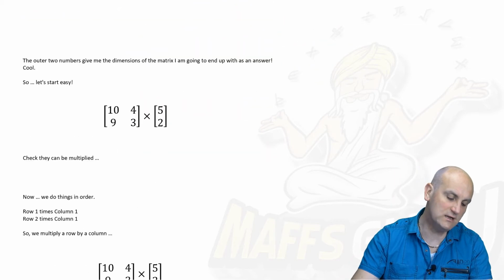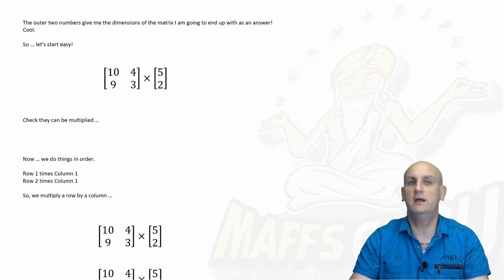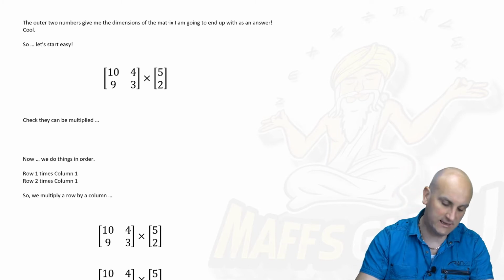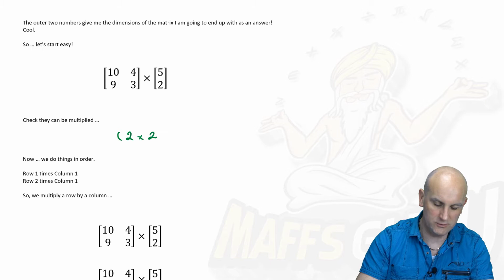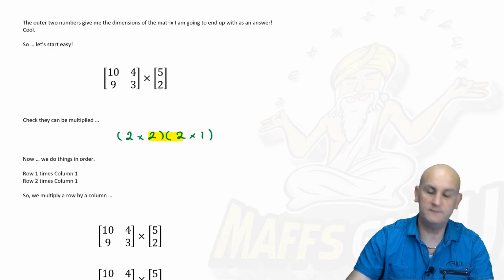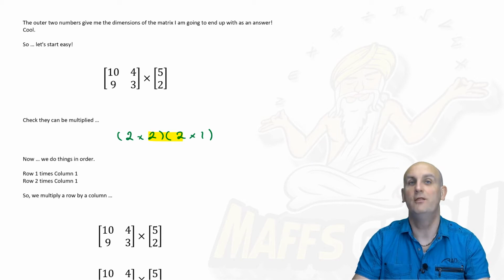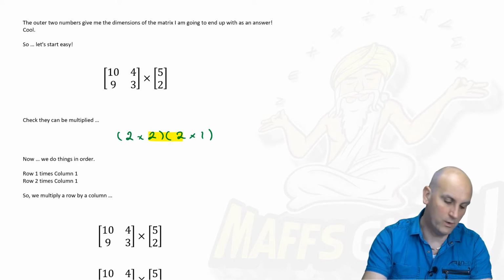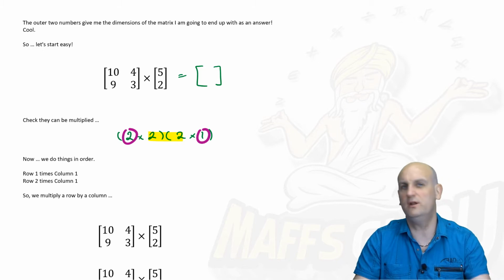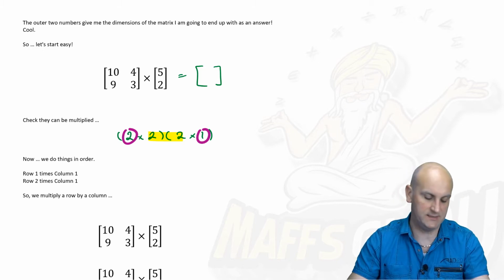Right, so let's start with something relatively simple. I'm going to do a 2 by 2 and a 2 by 1. So let's just check they can be multiplied. I've got a 2 by 2 and a 2 by 1. I'm not going to write the word by, I'm going to do times because I pretty much understand what it means. Yes, those two middle numbers are the same. What is my outcome going to be? It's going to be a 2 by 1 matrix. So what's that? 2 rows by 1 column. So I'm going to end up looking for 2 numbers. Good, it can be done.